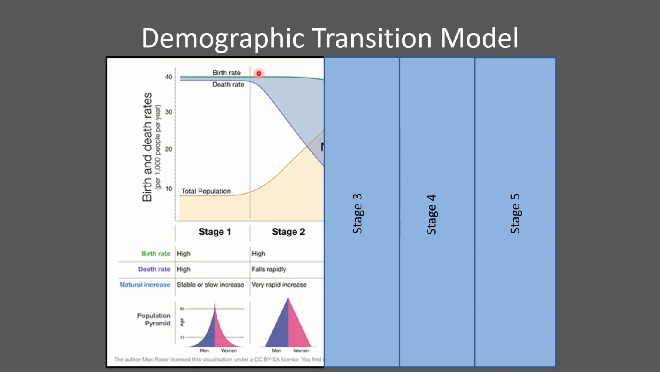Now, if we have lots and lots of babies, but fewer and fewer people are dying, what's going to happen to the total number of people in the country? Well, you can see that for yourself by looking at the total population line. It goes up and up and up. And countries that are in stage 2 tend to have exploding populations. They are populations that are growing very, very rapidly.